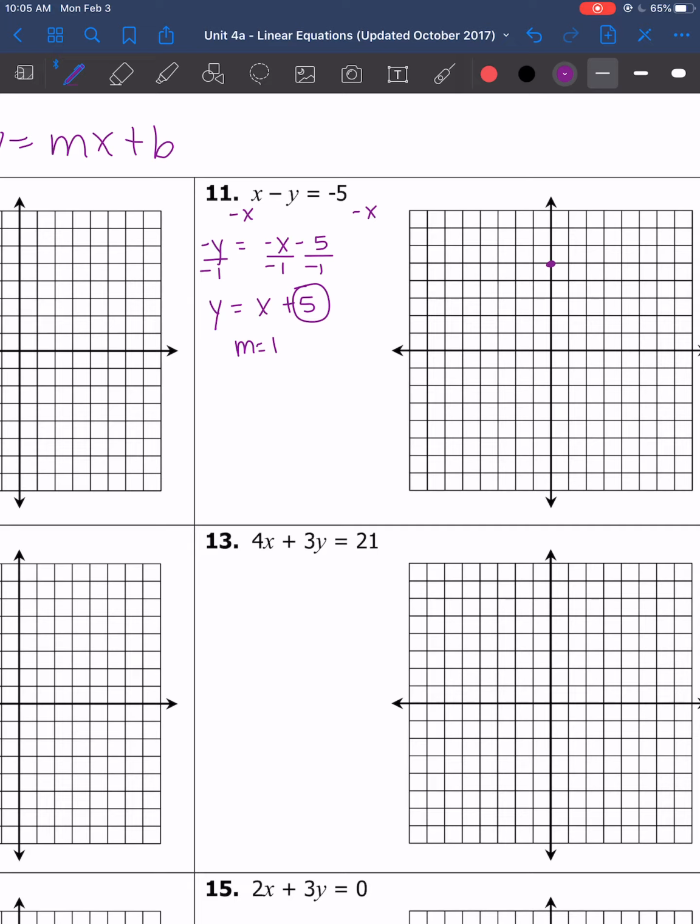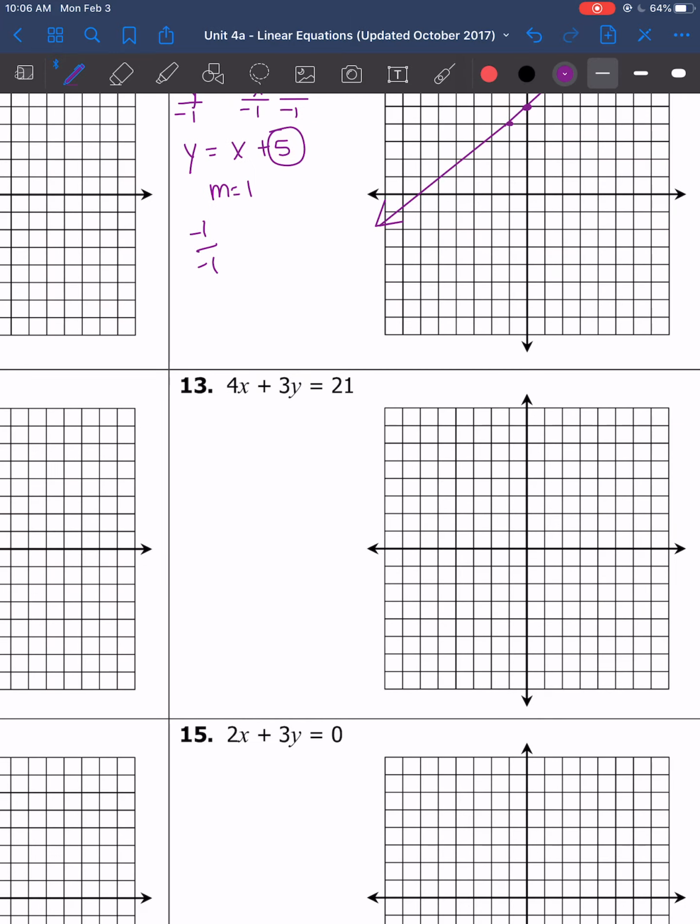And then I can put some other points on here: up 1 over 1, down 1, left 1, because that's both negative. I can do negative 1 over negative 1, which still works. So now I have enough points on my graph. I still can't graph lines. That's okay. So that's how you graph that line.